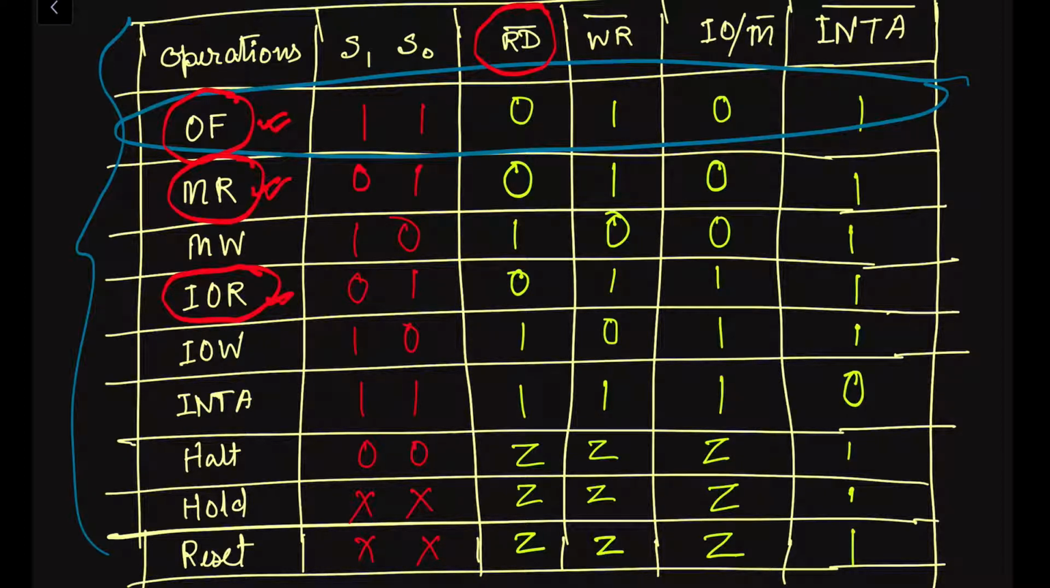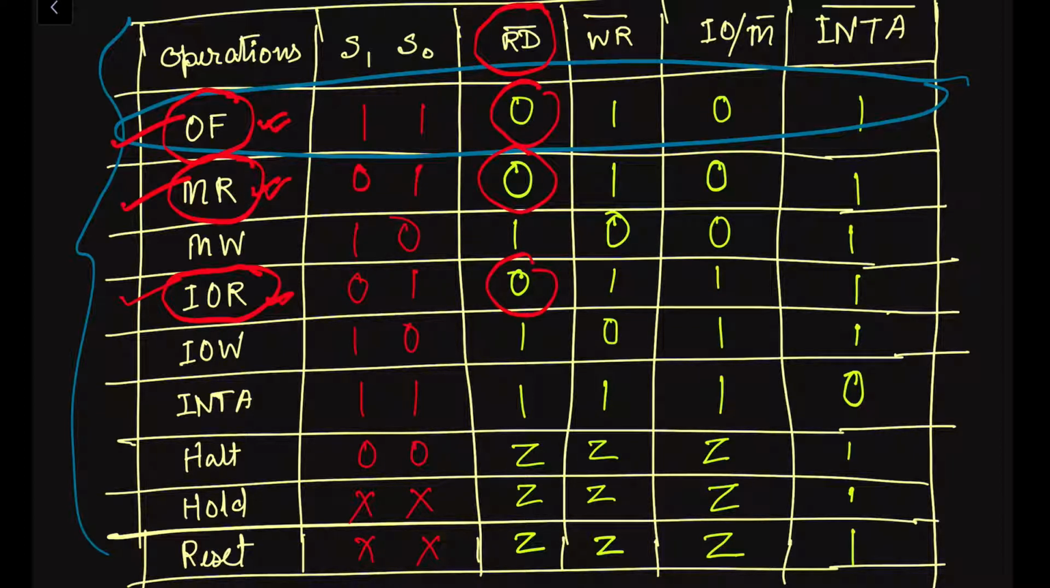Therefore, for these three operations, these are the read operations. Therefore we can see the read signals are 0, 0 and 0. For the other cases it is high. For high, there is no read operation, or it does not perform any read operation.